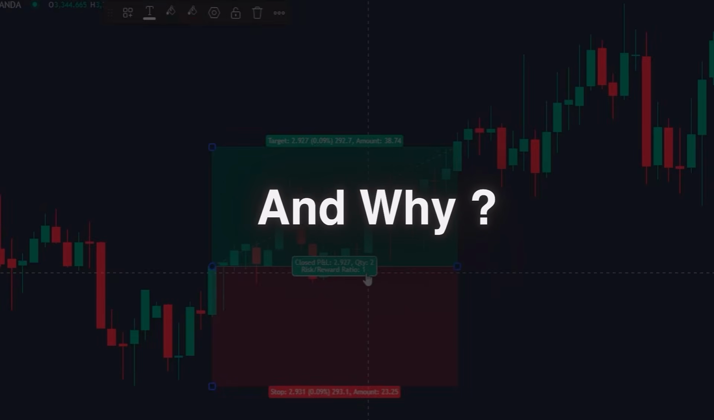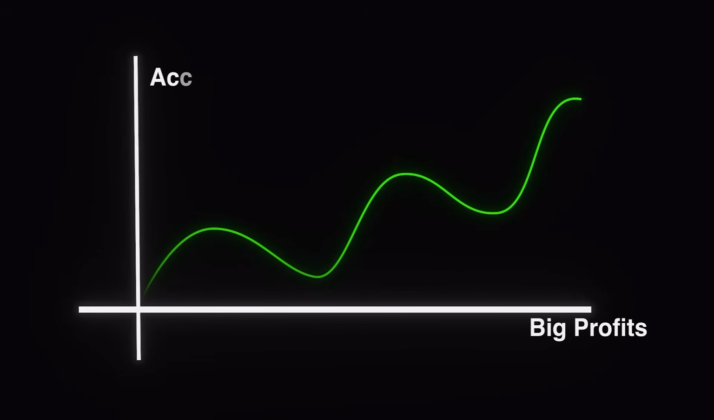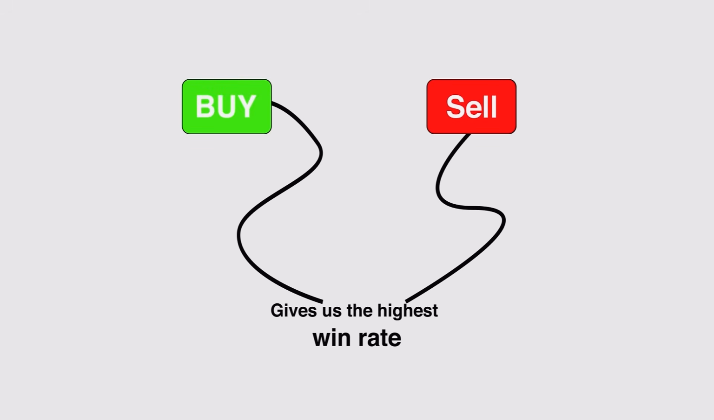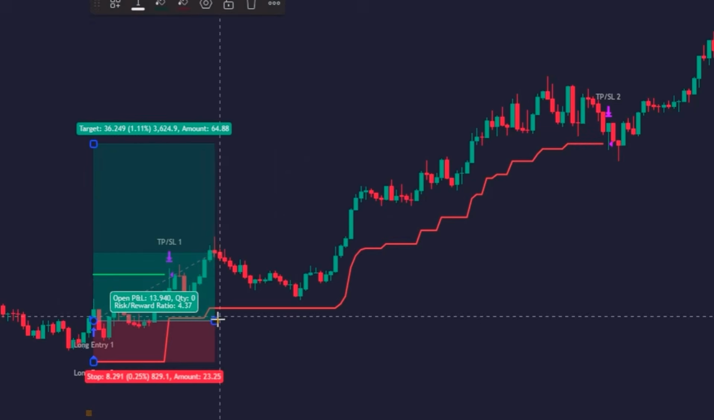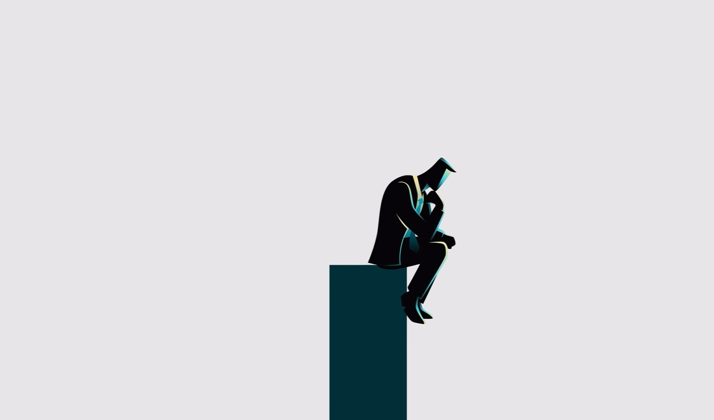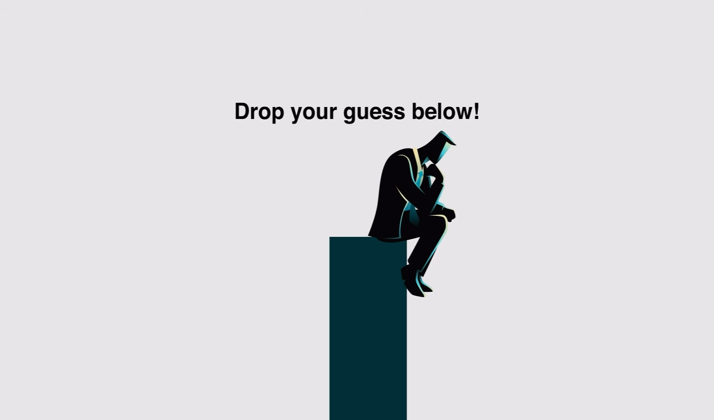Simple as that. And why? Because right now we don't care about big profits, we care about accuracy. We want to find out which trigger gives us the highest win rate. Later in this series, we'll take care of the best take profit method. And just out of curiosity, which indicator do you think will have the highest win rate? Drop your guess in the comments below.